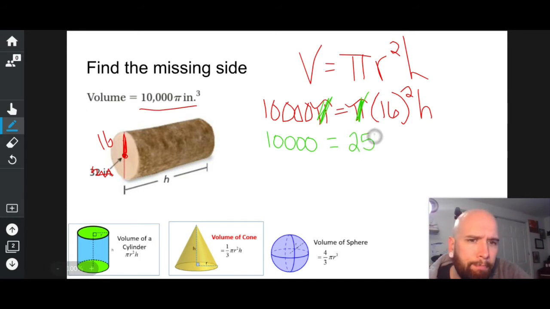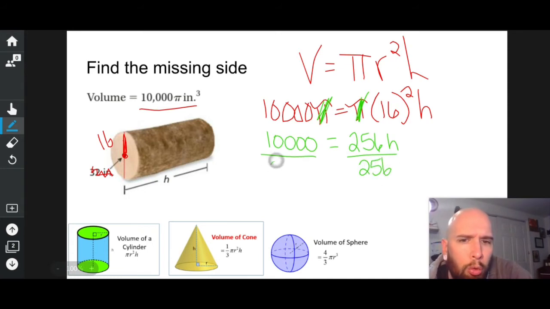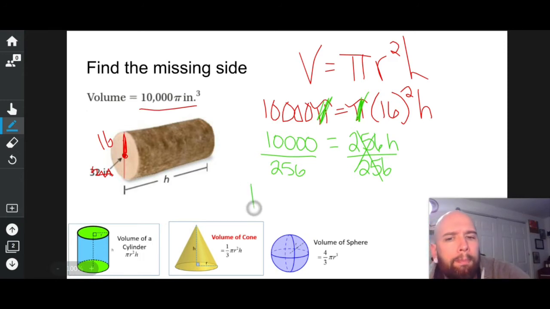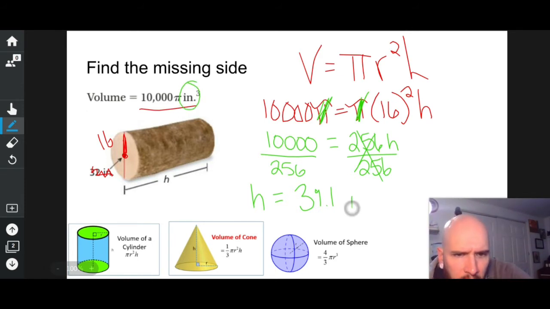All right. Is H all by itself? No. What is in the way? 256 is in the way, so let's divide 256 from both sides and cross it out. What is 10,000 divided by 256? It's 39.0625. So we'll put 39.1 instead of 39.06. 39.1 what? Inches. Inches regular.